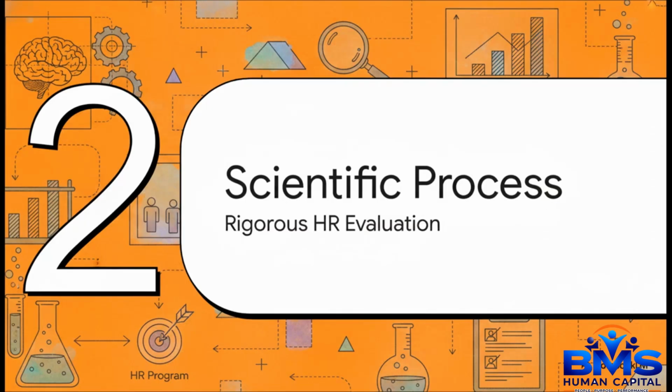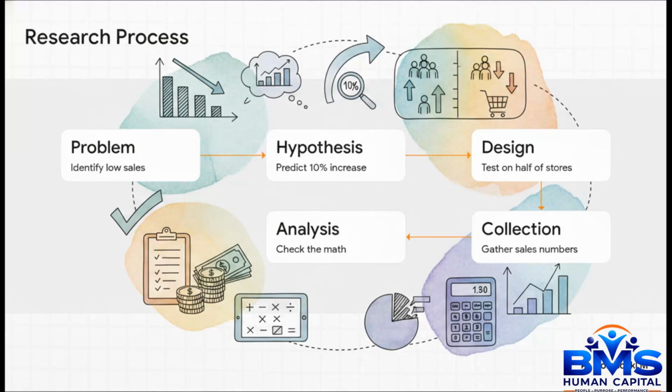Moving on to Section 2, the scientific research process and rigorous HR evaluation. If you want to effectively evaluate your HR programs, you just can't rely on gut feelings anymore. You really need these 5 steps. So, let's imagine we want to test if a new sales training program actually improves store performance. Step 1 is problem analysis. That's identifying that our current sales are just too low.